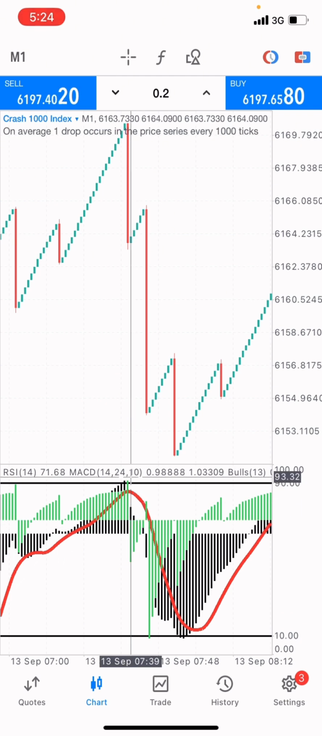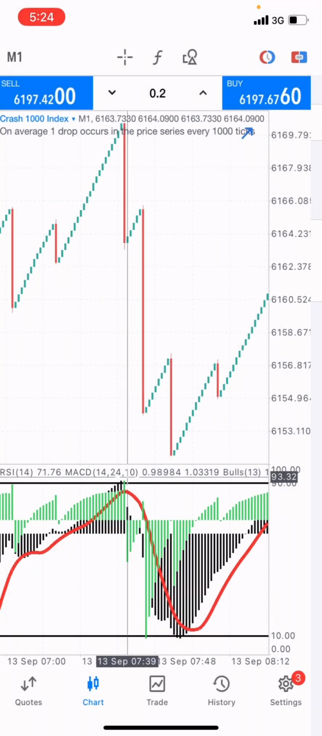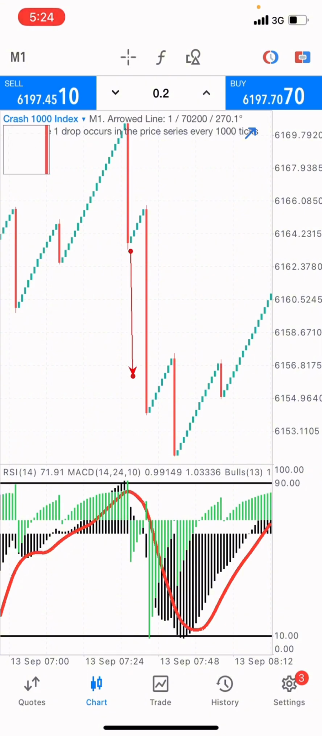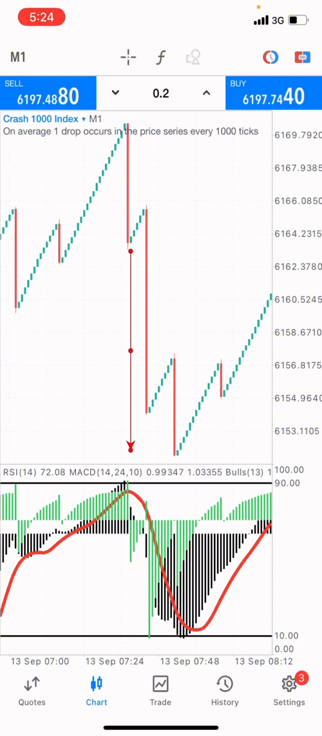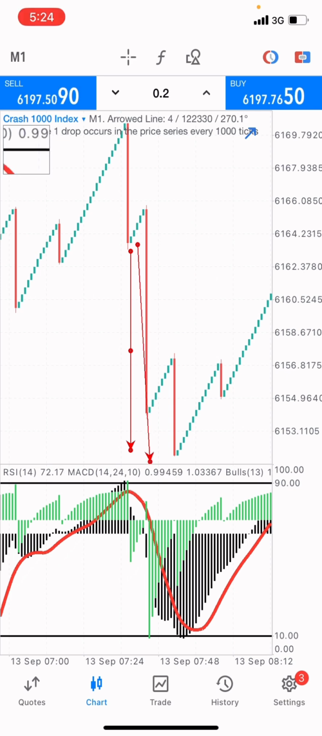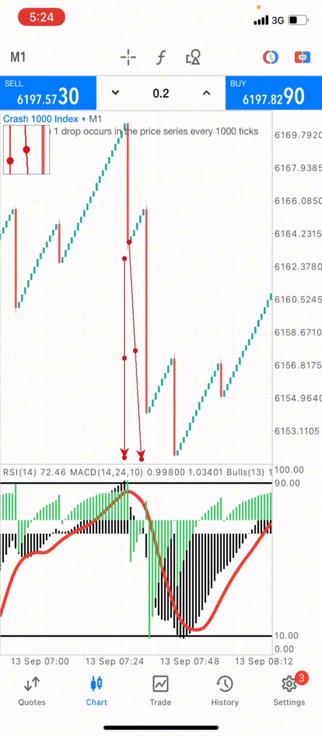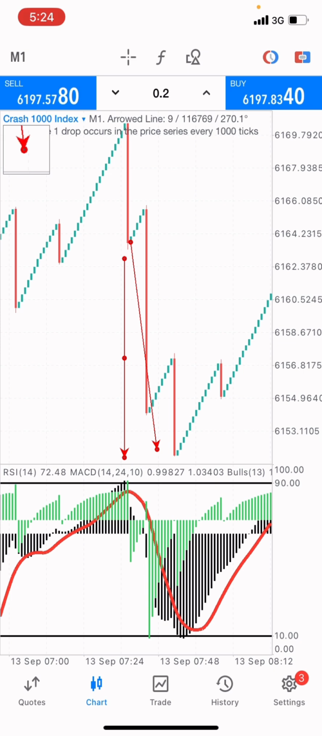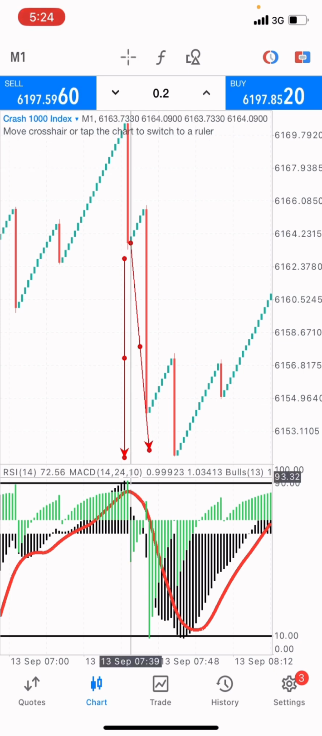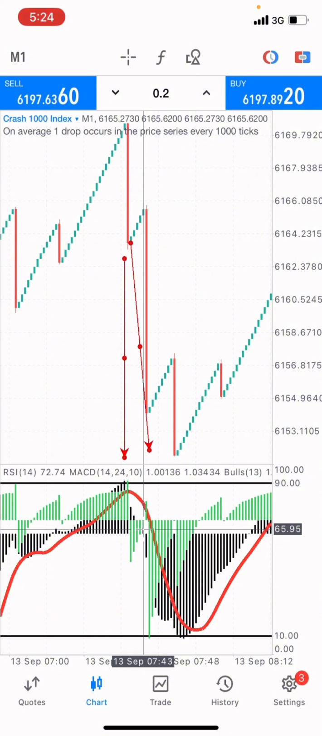There was no spike. Let me mark it for you guys so that you can see. Trace it downwards to this point. We're going to draw another line as well. All right, you can see from here to here, there was no spike. From here to here, there was no spike.